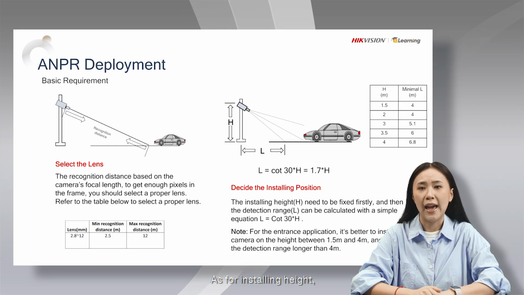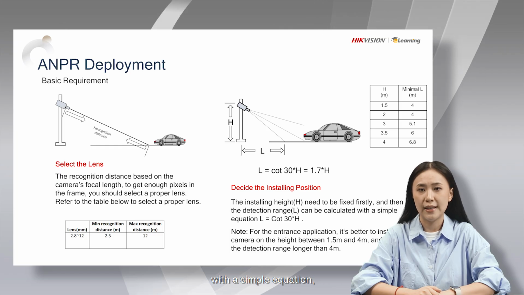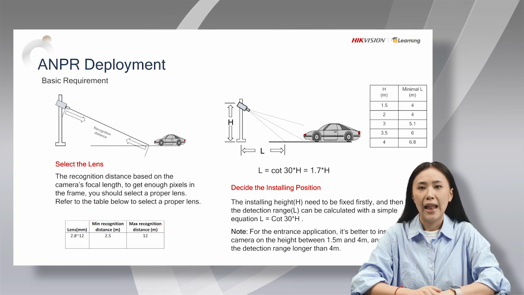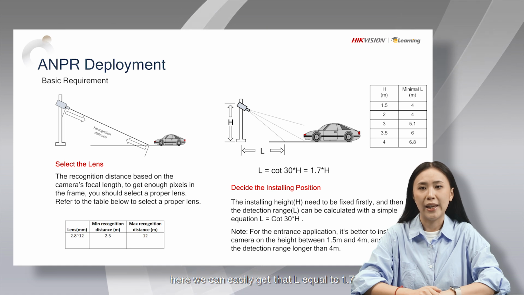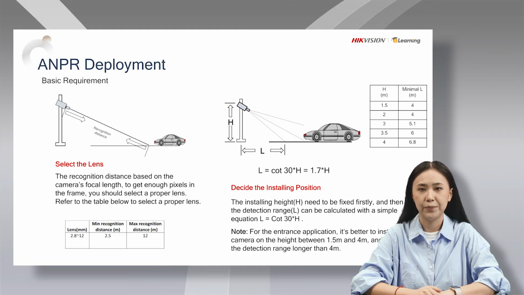As for installing height, which needs to be fixed firstly, the detection range can then be calculated with a simple equation. Let's look at the picture here. We can easily get that L equals 1.3 times the installing height. Here we also provide a table to help you know the relation between the height and the detection range.